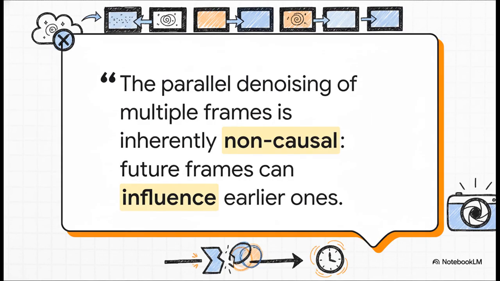Now, here's where it gets a little weird, and this quote from the paper is key. Because diffusion models often clean up all the frames of a video at the same time, they are, and this is the important word, non-causal. That means a frame at the end of the video can actually influence a frame at the beginning. It completely breaks the natural arrow of time, and it's a huge reason why they can struggle so much with that long-term consistency we were talking about.